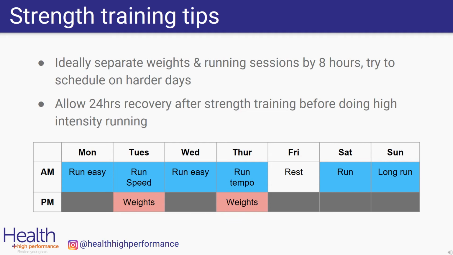Remember that running is your priority, so ensure that your legs are refreshed and ready to go on your harder running days. Here we give an example of what a week might look like incorporating your running and resistance training. As you can see, on a Tuesday, our harder session is speed work followed by weights, and then again on our Thursday with a harder session with the tempo runs, and then our weights in the afternoon, ensuring that we have an 8-hour separation between the two.